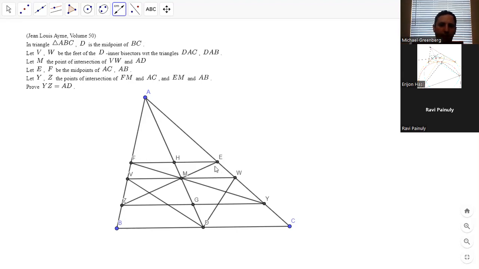I wonder if it might make it easier to let EZ and FY intersect BC. Then I think you might be able to just bash the problem, actually. Because then, you think about it. EF intersect BV. Yeah, we can do that.